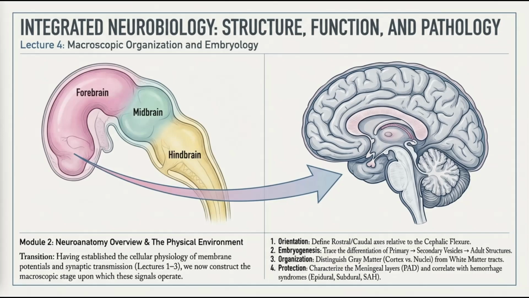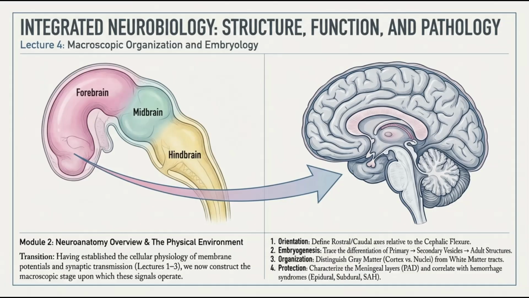We are continuing our journey through the course, Integrated Neurobiology, Structure, Function, and Pathology. And frankly, I think we both need to take a deep breath. I think so. We have officially survived Module 1. We have. And for anyone who felt like they were drowning in Nernst equations and G-protein coupled receptors during those first 3 lectures, today is going to feel like coming up for air. I hope so. It really is a shift in perspective.